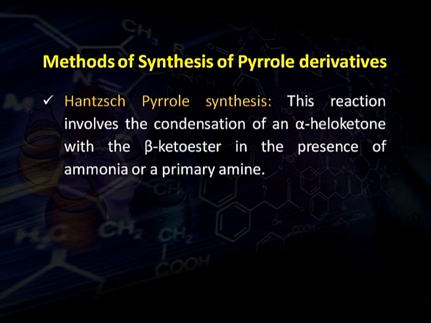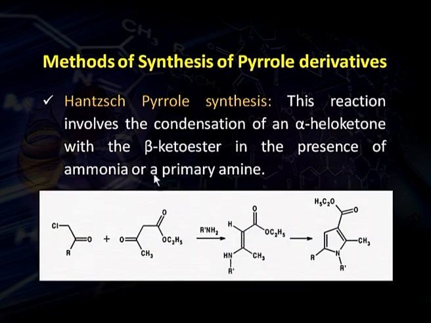Now, we will study some important methods of synthesis of derivatives of pyrrole. First, the Hantzsch pyrrole synthesis. In this reaction, an alpha haloketone is condensed with a beta ketoester in the presence of ammonia or a primary amine. We can take either ammonia or any primary amine according to the requirement.